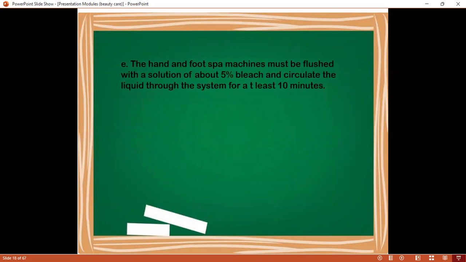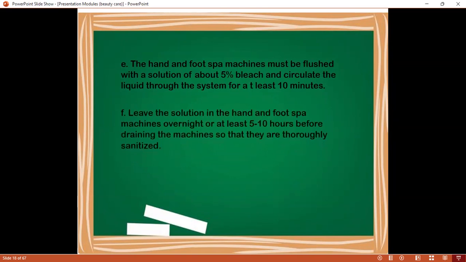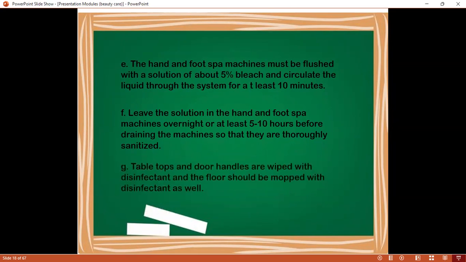Letter E, the hand and foot spa machines must be flushed with a solution of about 5% bleach and the liquid circulated through the system for at least 10 minutes. F, leave the solution in the hand and foot spa machines overnight or at least 5 to 10 hours before draining the machines so that they are thoroughly sanitized. Letter G, tabletops and door handles are wiped with disinfectant and the floor should be mopped with disinfectant as well.